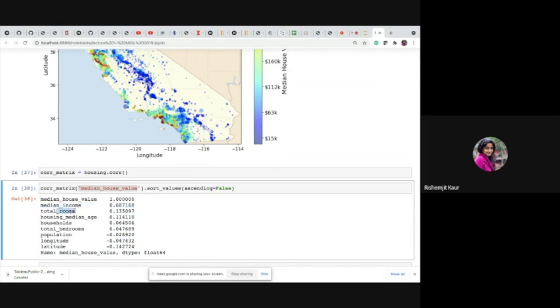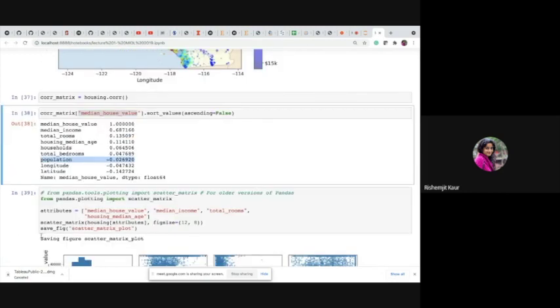Now, what is the total number of rooms? Then there is the median age, then there is the number of households in that area, the total number of bedrooms, and it is negatively correlated with the population. Maybe the more densely populated the area is, the lower the value of the house will be.